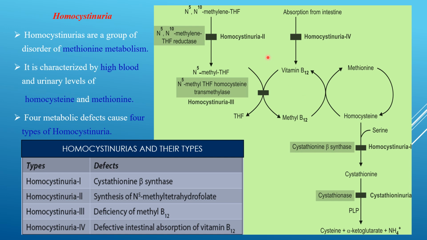And the next cause is deficiency of the enzyme N5,10 methylene tetrahydrofolate reductase, which is responsible for the conversion of N5,10 methylene tetrahydrofolate to N5 methyl tetrahydrofolate. A defect in this enzyme is called homocystinuria type 2. So these were the various causes of the different types of homocystinuria.